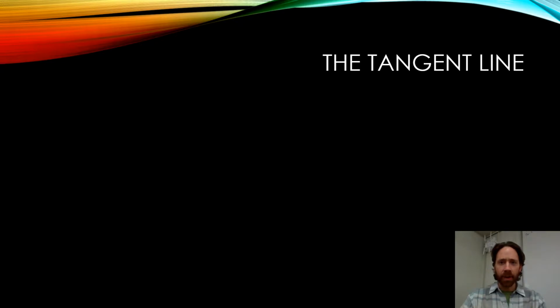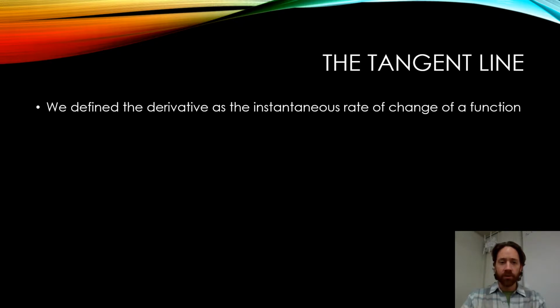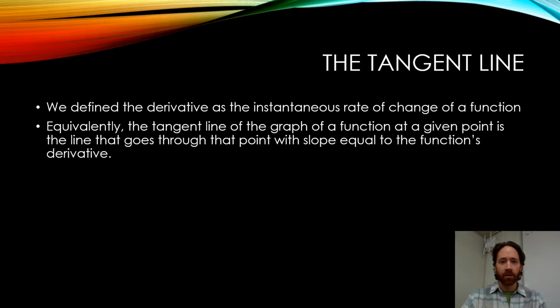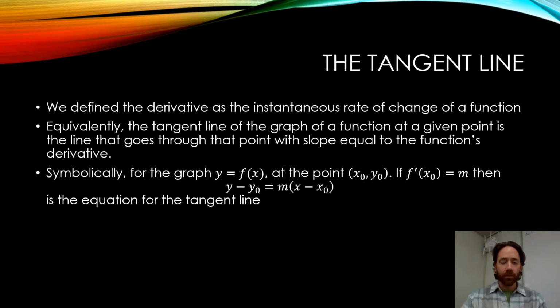So let's talk about the tangent line in general. The derivative is the instantaneous rate of change of a function, and we can think about that as the slope of the tangent line. The tangent line is the line that goes through that point and has a slope equal to the function's derivative, the instantaneous rate of change. So symbolically, if you have the graph y equals f of x and a given point, x naught, y naught on the graph, if you have f prime equals m, then the equation for the line in point slope form is y minus y0 equals m times x minus x0.